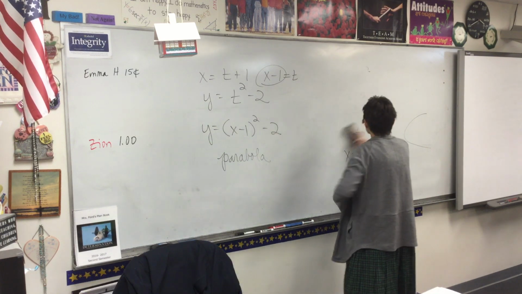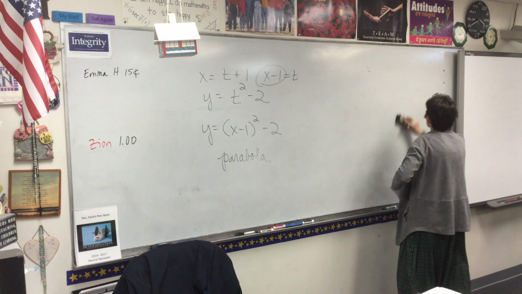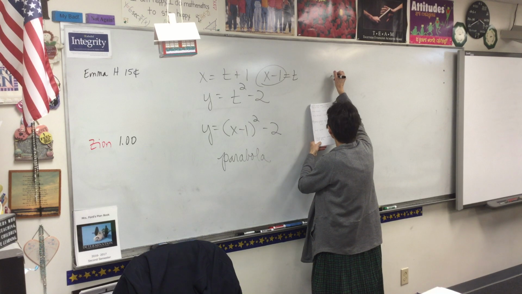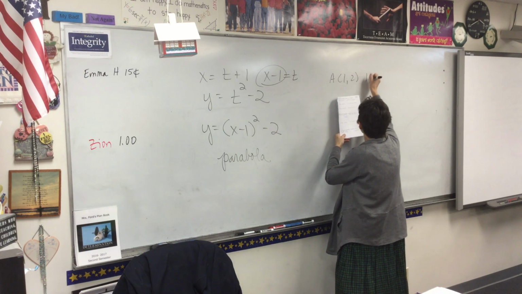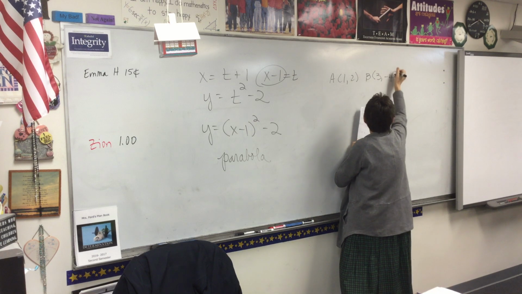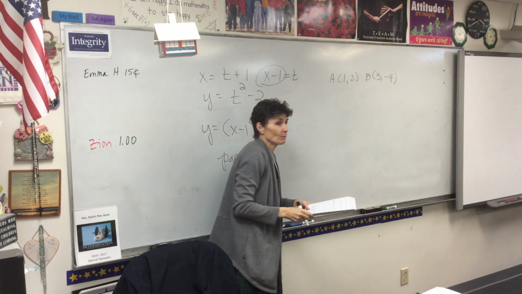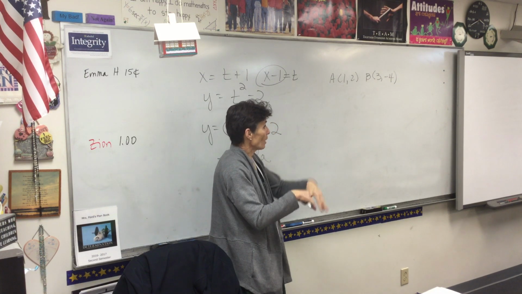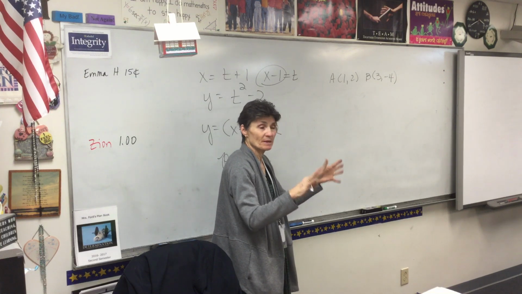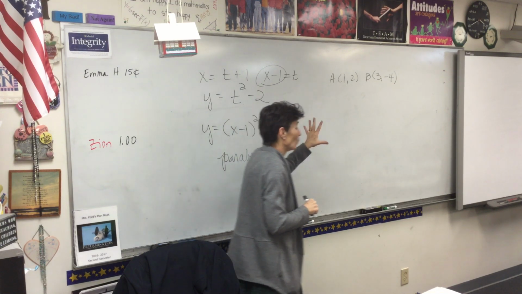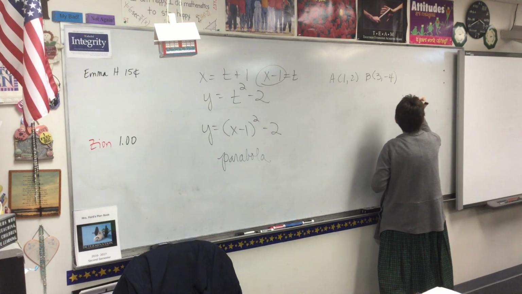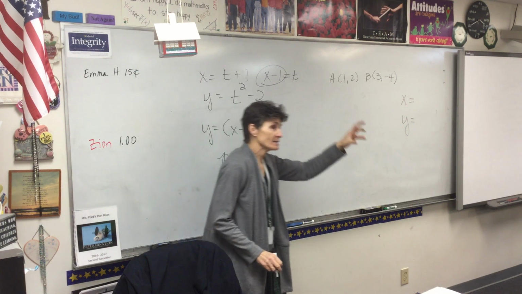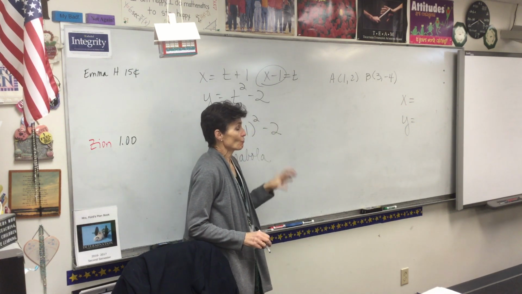Okay, now the last section says write the parametric equations of the line through these 2 points. Now, you all know how to write the equation of a line. You find the slope, right? y minus y equals m(x minus x), or y equals mx plus b, whatever your thing is. But we're not doing that. We're writing the parametric equations of the line. So that means you got to come up with an x equals and a y equals that describe the line.